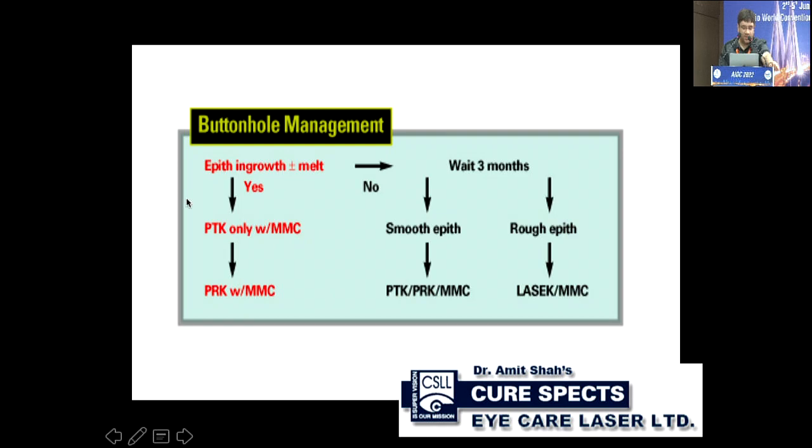As I told you, there is a risk of epithelial ingrowth, and this can also lead to irregular astigmatism. So basically, the management further will depend on whether there is epithelial ingrowth or not. If there is no epithelial ingrowth, then you can safely go ahead with either PTK followed by the PRK mode, depending whether epithelium is smooth or not. And suppose you have epithelial ingrowth, then the ideal way is to go forward with the PTK with the mitomycin C first, then you perform the PRK.